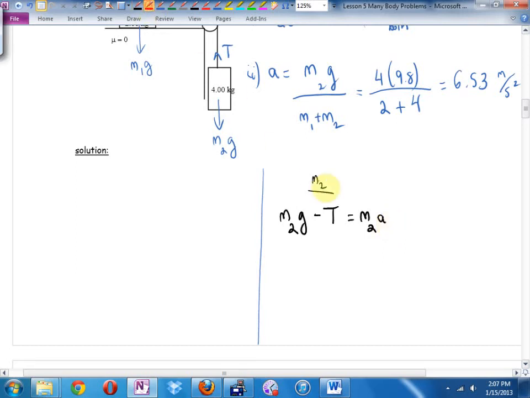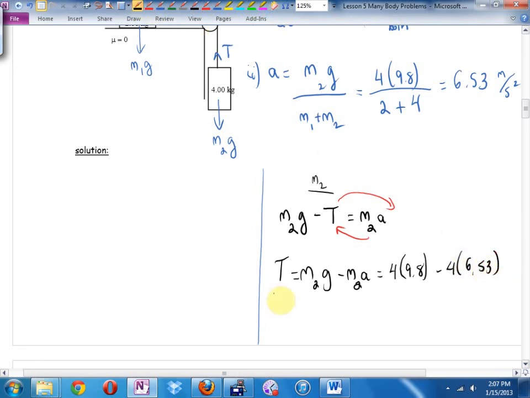To get the tension by itself, I think I would plus that to that side and minus that to that side at the same time. Is that okay? So if I hear you correctly, tension is going to be M2G minus M2A. Mass 2 was 4. G was 9.8, minus mass 2, 4, times A, 6.53. What do you get for the tension? 13.1? Units for tension. It's a force. Newtons.